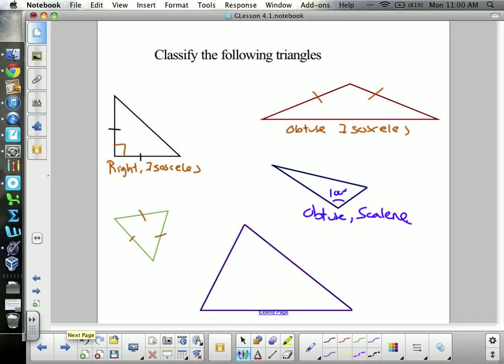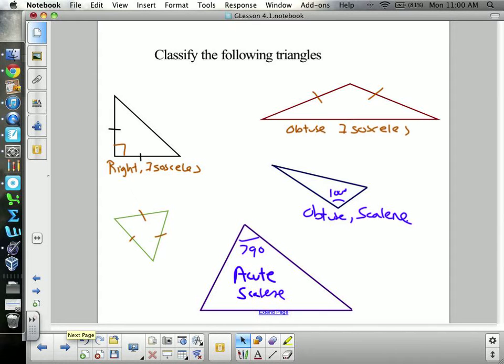Okay. This one, no two sides are the same. The largest angle is, say, 79 degrees. That's the largest angle. So this would be acute and scalene.